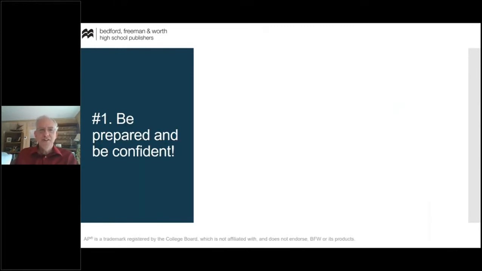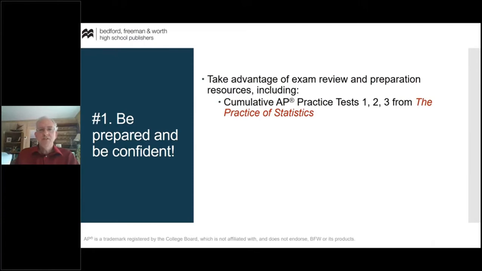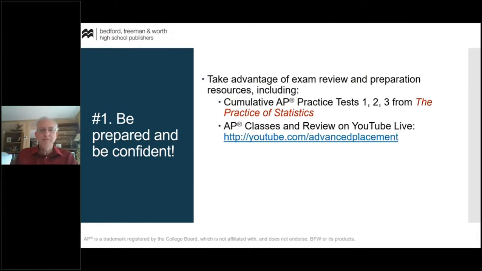And the number one tip this year, be prepared, the old Boy Scout motto, and be confident. At least 95% say, take advantage of the wealth of exam review and preparation resources that are out there, including a few of these. In The Practice of Statistics, we have cumulative AP practice tests, numbers 1, 2, and 3. That covers all of the material on this year's exam through the end of test 3. Test 4 would include chi-squared and also inference about slope, which are not covered this year. So any of those 3 cumulative AP practice tests will review important content.